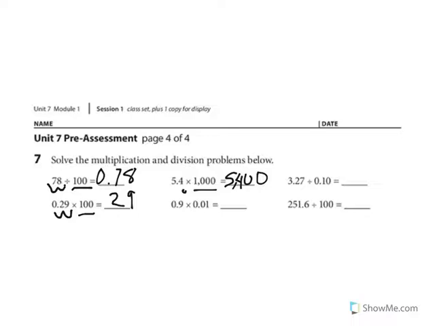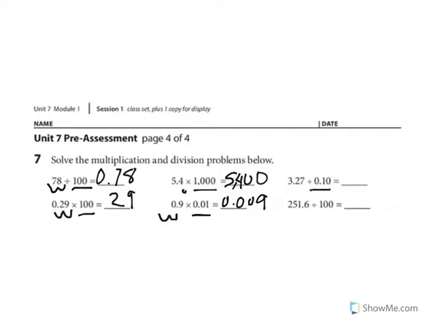Then I have 0.9 times 0.1. Now, this is a smaller number, so that means my decimal is going to move to the left, okay? Smaller than 1, my decimal moves to the left, which means that 0.9 times 0.01 is 0.009, 9 thousandths, okay?